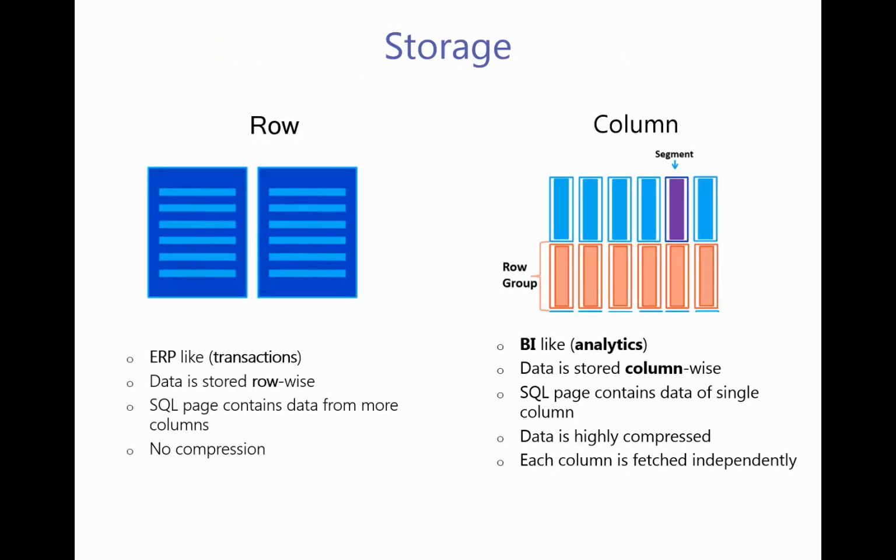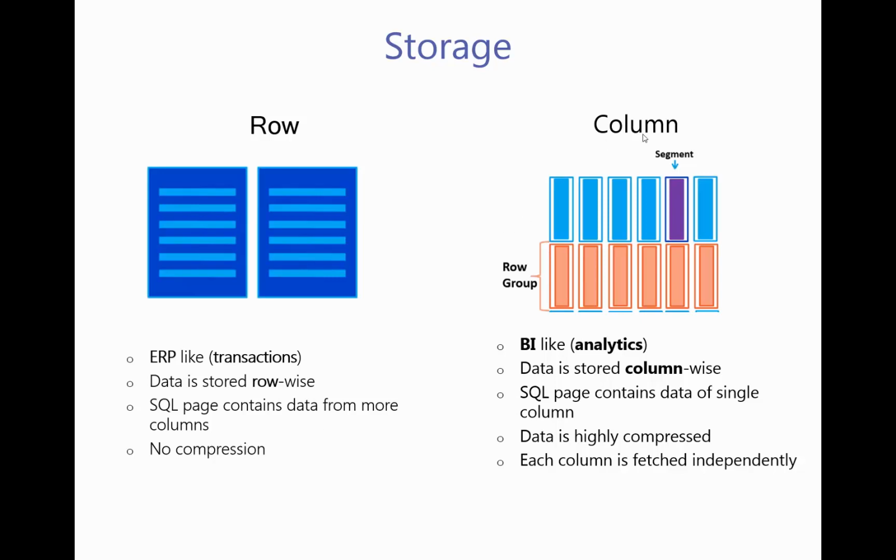What are the key differences between a row and column store? Row store is very much like ERP. It stores transactions in a row store manner. And each SQL page, which is the lowest granularity of SQL space, contains data from more columns, which is good for writing, but not so good for reading it, especially not for analytics. And there is usually little or no compression on this data.